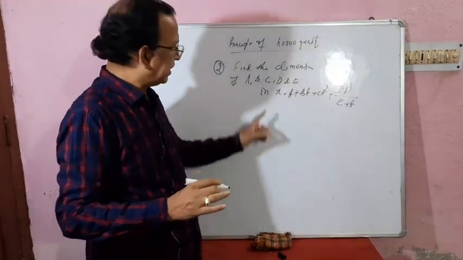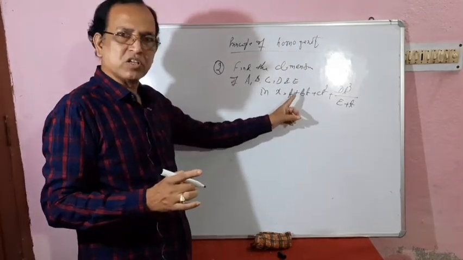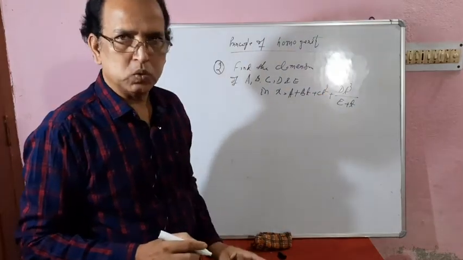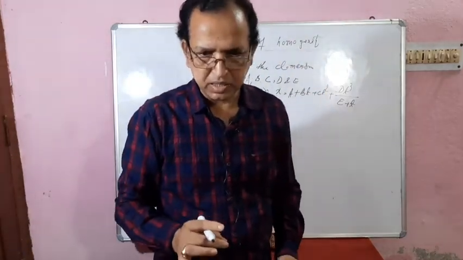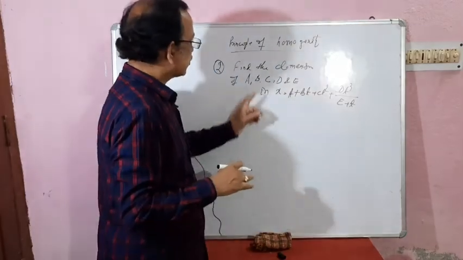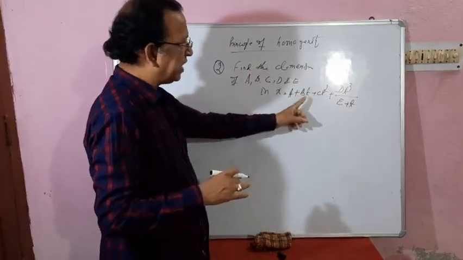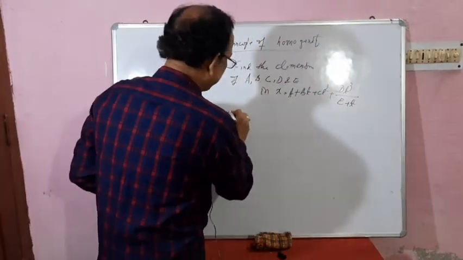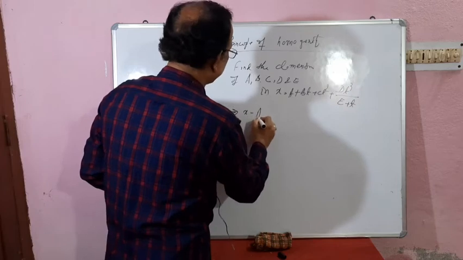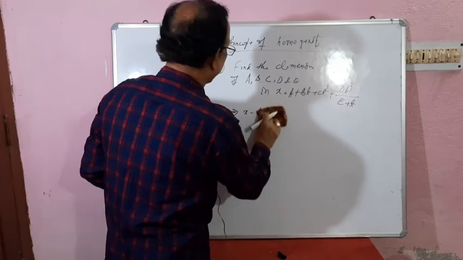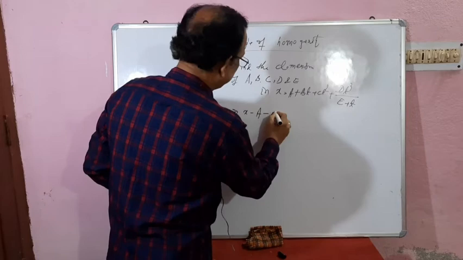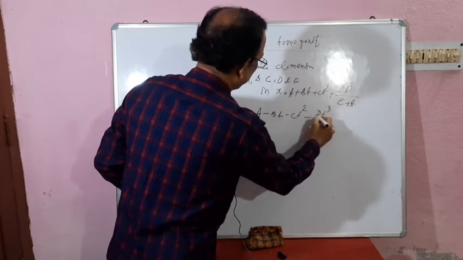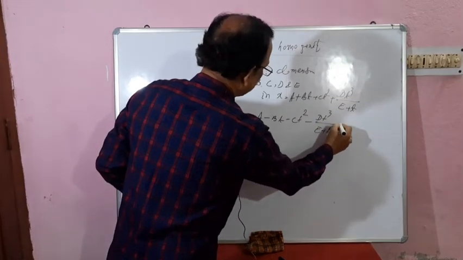Okay, x is equal to A plus BT plus CT square plus DT square by E plus T. Find out the dimension of A, B, C, D and E. This implies x minus A minus BT minus CT square minus DT square by E plus T is equal to 0.